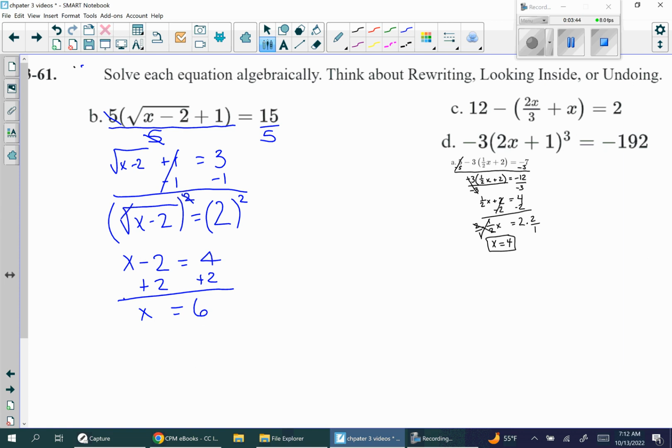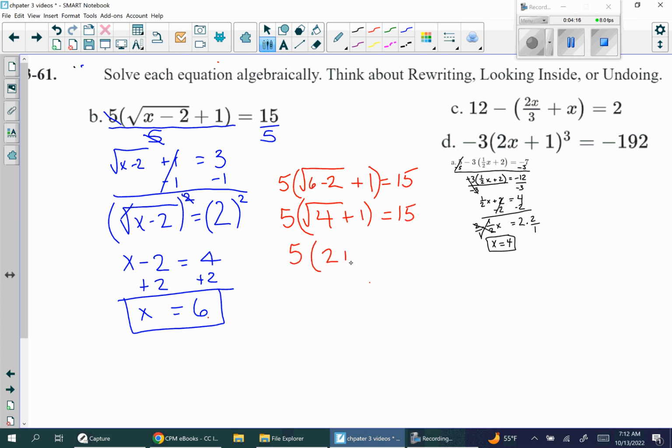Is it really that easy? Let's check our answer just to be sure. So we're going to take 5 times the square root of 6 minus 2, where x is now 6. Whoops, I'm going to erase that little edge so it doesn't confuse us. Plus 1 equals 15. Okay, so wait, where's my parenthesis? There it goes. All right, so 5 times the square root of 4 plus 1 equals 15. Let's see, 5 times square root of 4 is 2. Plus 1 equals, oh, look at that. 5 times 3 does indeed equal 15.